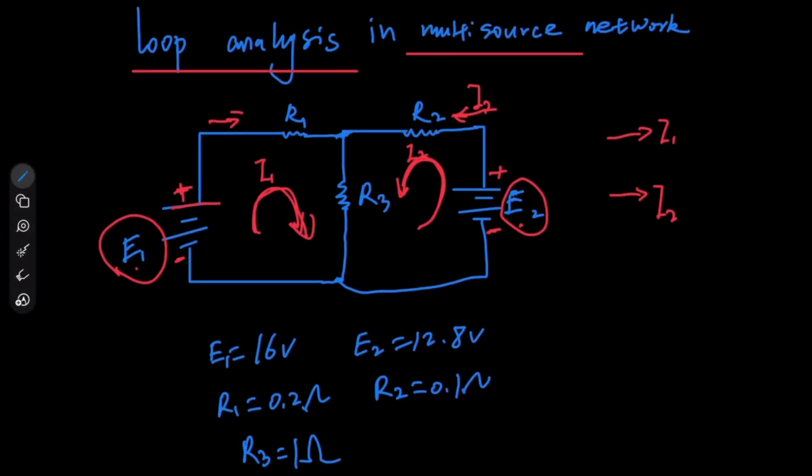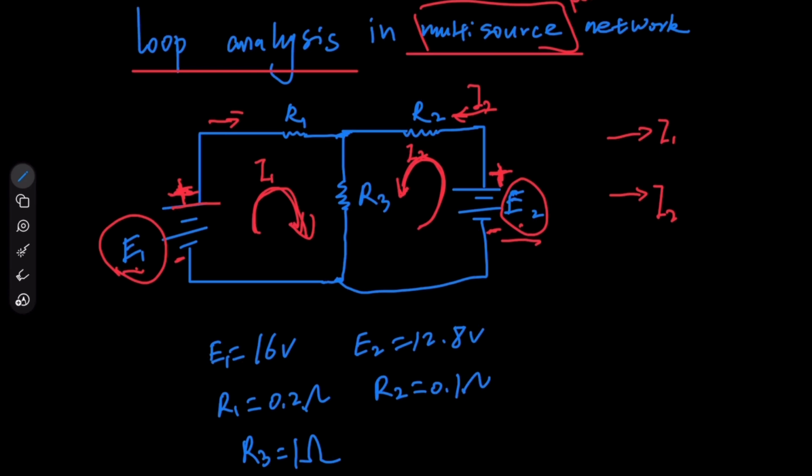In this video, I'm going to talk about loop analysis in multi-source networks. Multi-source means we have more than one power source. Let's say we have a diagram like this, with the power sources E1 and E2. This is the positive side for E1. This is the positive side for E2.